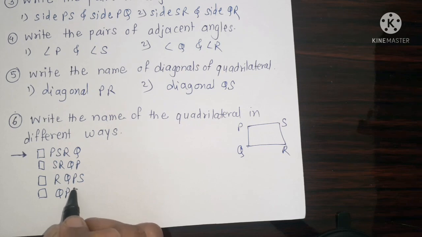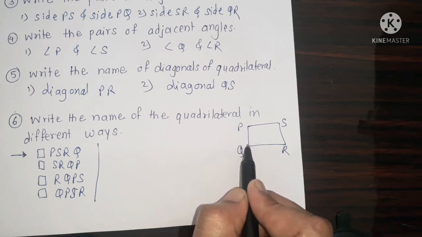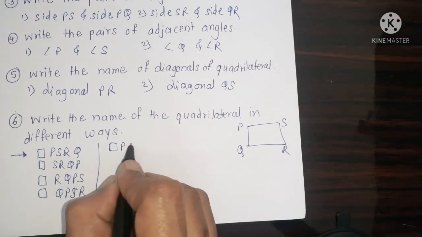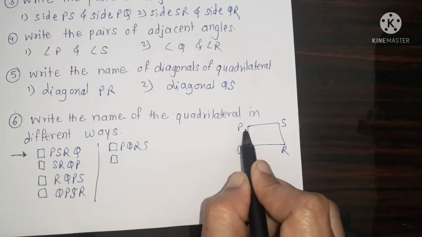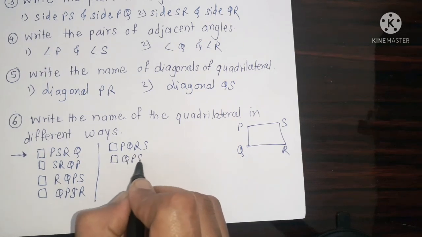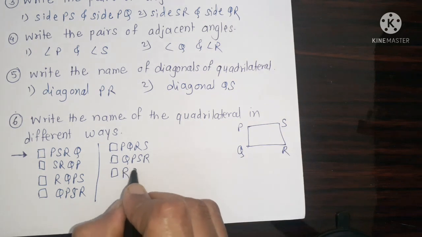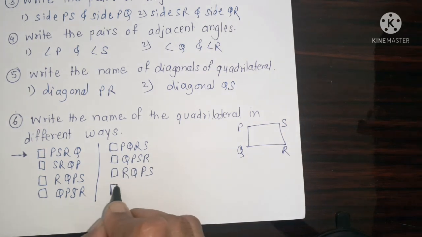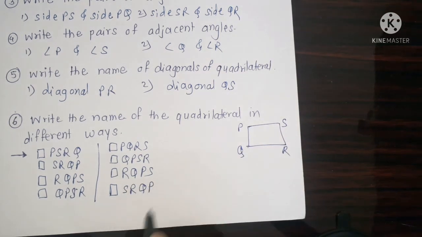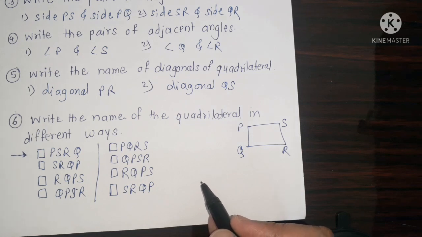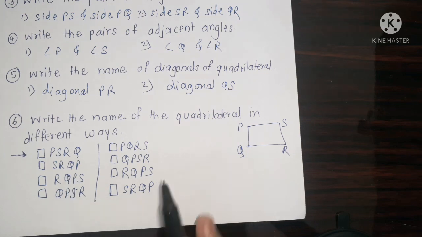Now we write the name of the quadrilateral anti-clockwise. Quadrilateral PQRS. Second, start from Q, quadrilateral QPSR. Third, quadrilateral RQPS. And fourth, quadrilateral SRQP. In this way, we can write different names of a quadrilateral clockwise and anti-clockwise.